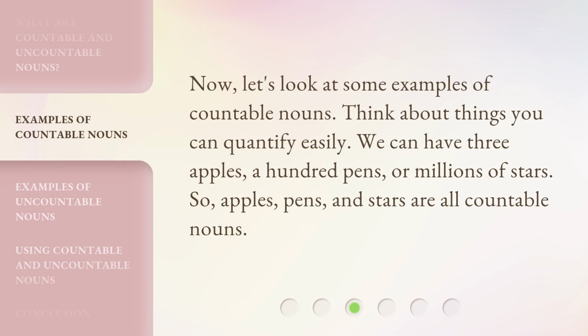Now, let's look at some examples of countable nouns. Think about things you can quantify easily. We can have 3 apples, 100 pens, or millions of stars. So, apples, pens, and stars are all countable nouns.